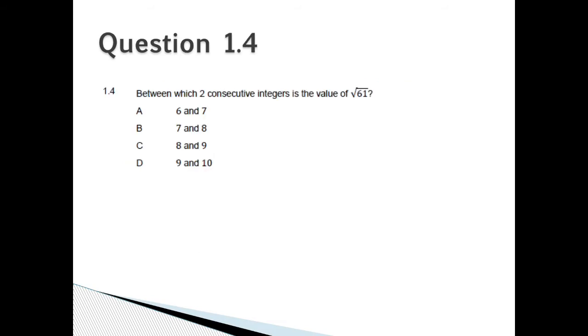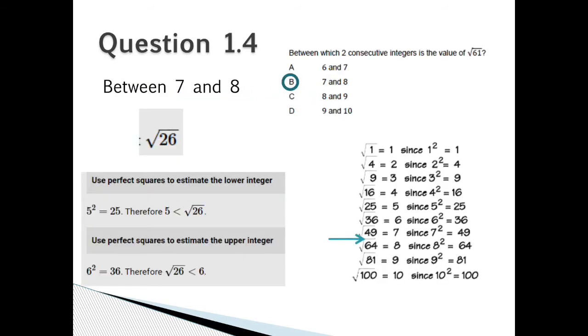Question 1.4. Between which two consecutive integers is the value of the square root of 61? Is it A, between 6 and 7, B, between 7 and 8, C, between 8 and 9, or D, between 9 and 10? It is important for us to know our square roots.